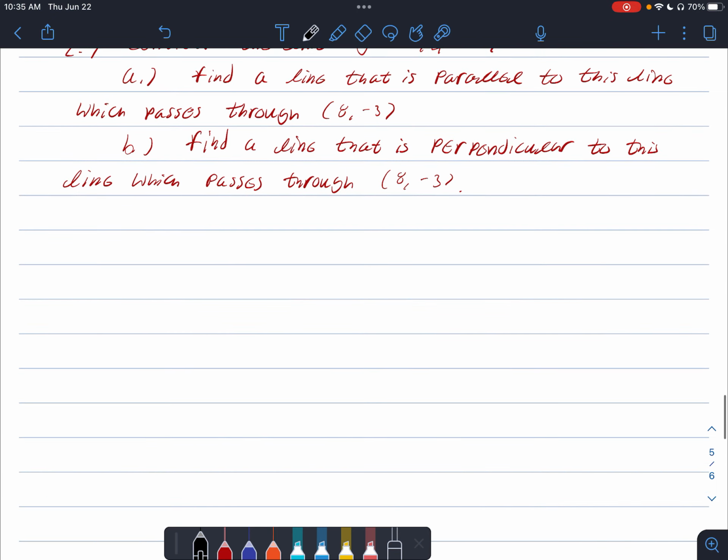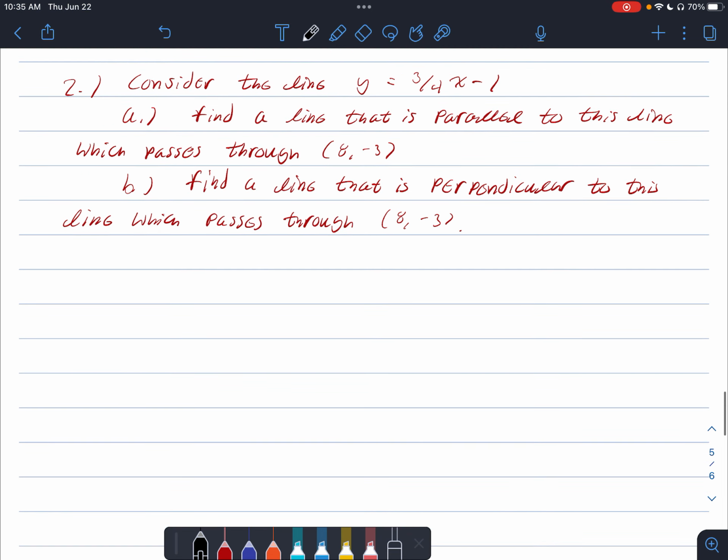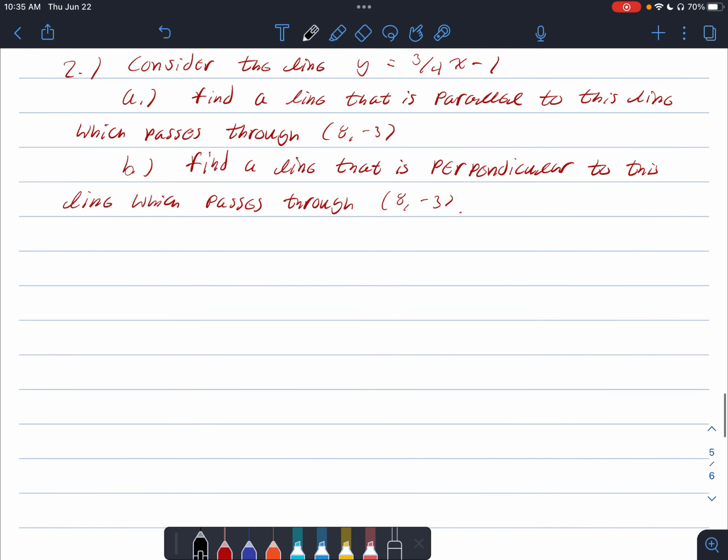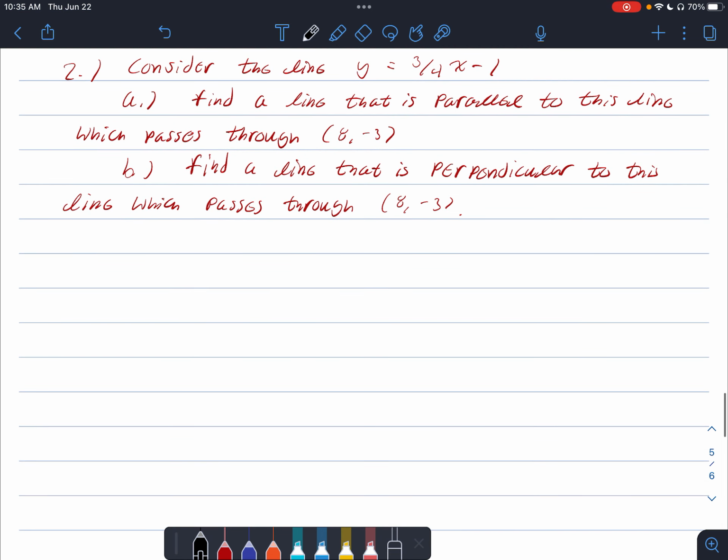Okay, so when we flip the slope, well, I guess we'll get to that in part B. We'll explain this here in just a second. Let's do part A. Part A is the same as before.